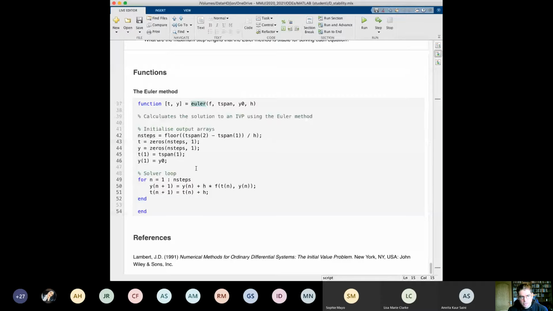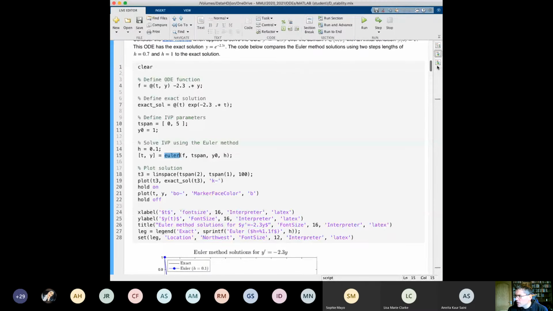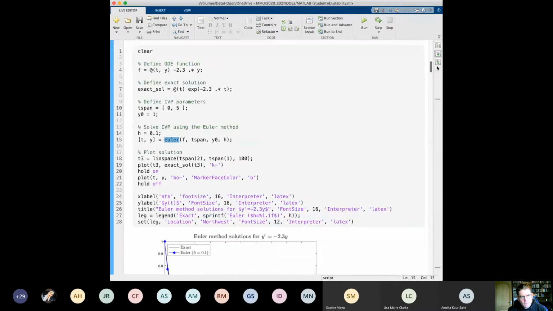So you can define your own functions in MATLAB live scripts. The only problem is they have to be at the bottom of the page. Can be a bit of a pain. Okay, I'm getting a little bit of feedback. Has anybody got their mic on unmute or something like that? Unless you want to ask a question, by the way, that's fine.